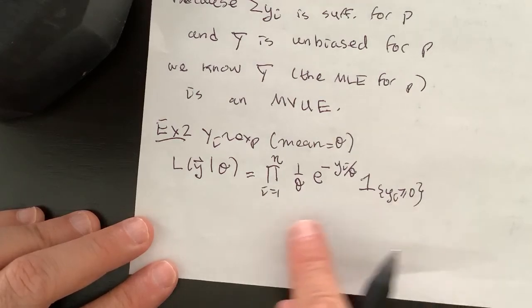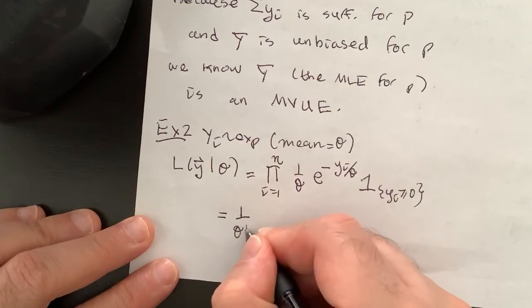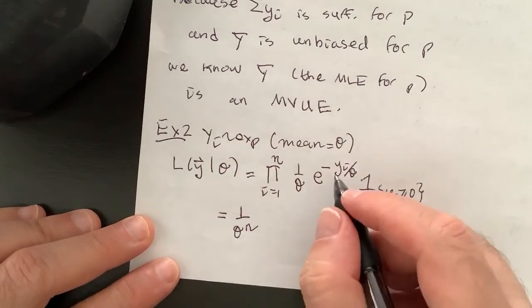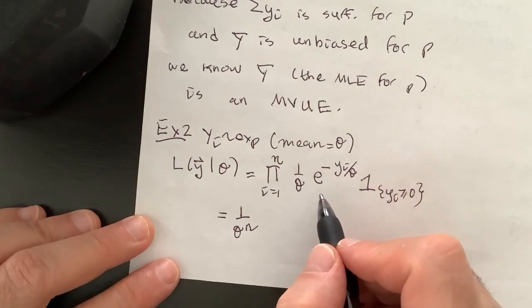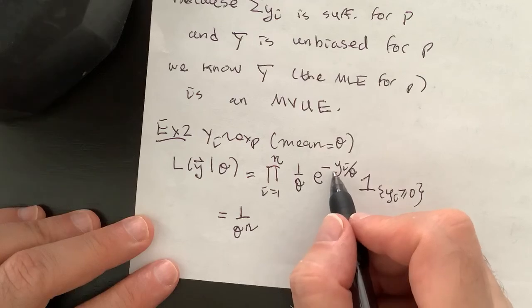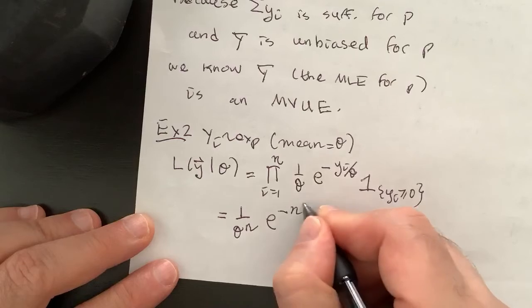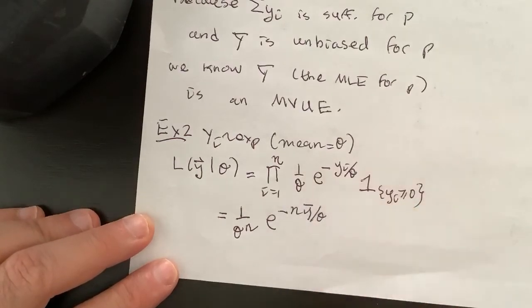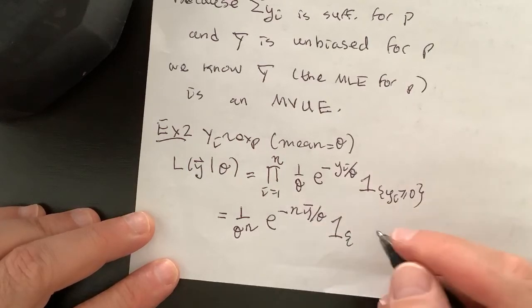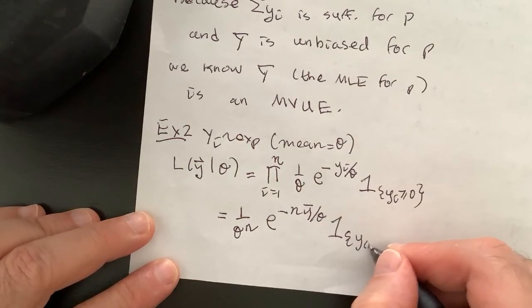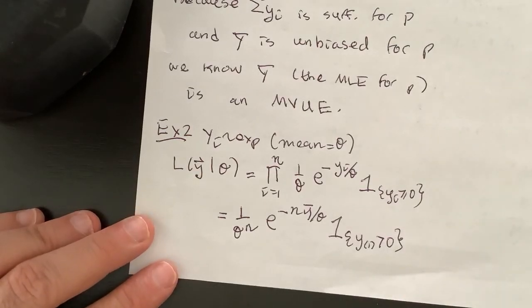If I take this product, this is equal to 1 over theta to the n, and here I get the sum of the yi's, which I can write as n y bar. So I have e to the minus n y bar over theta here. All of these have to be greater than or equal to 0, so I'm just going to say y1 has to be greater than 0, which will make them all greater than 0.